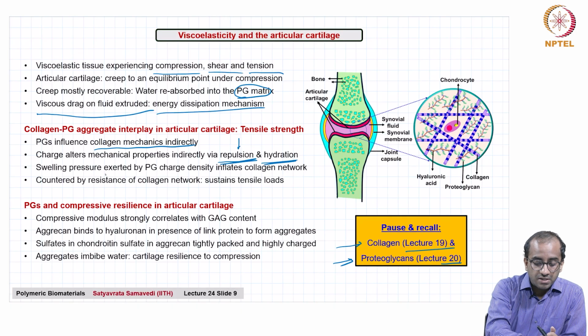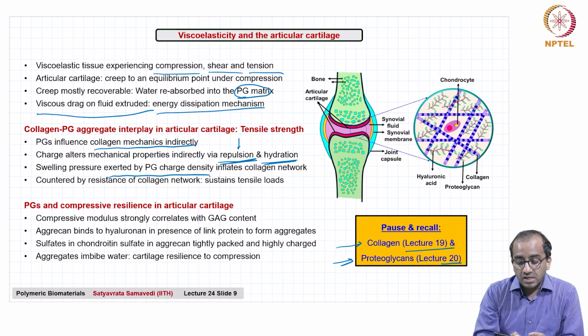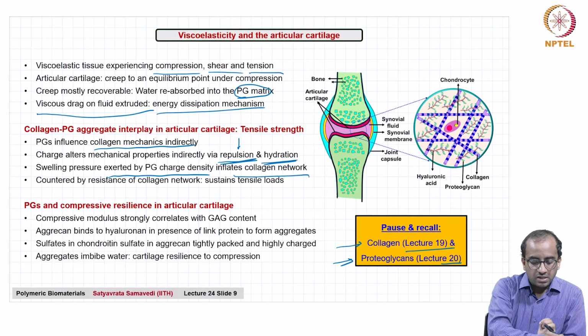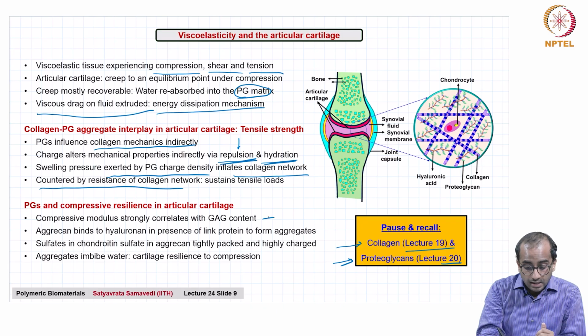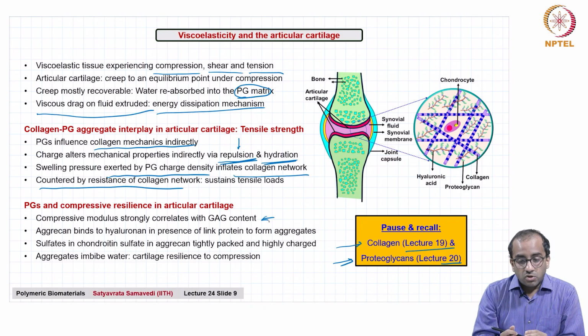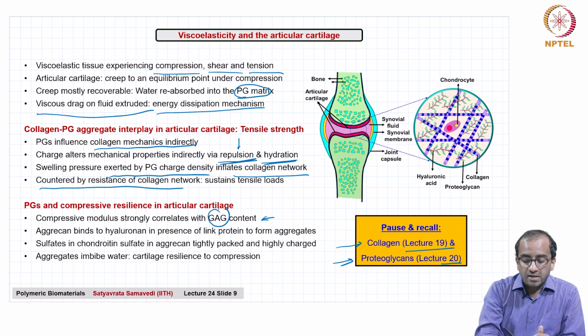That swelling pressure exerted by the proteoglycan charge density inflates the collagen network, and under tensile loads that is countered by resistance of the collagen network, right. So, collagen is excellent in tension, so the collagen is able to sustain the tensile load. Now, if you look at compressive resilience, right, it is now very well documented that compressive modulus for articular cartilage strongly correlates with the glycosaminoglycan content.